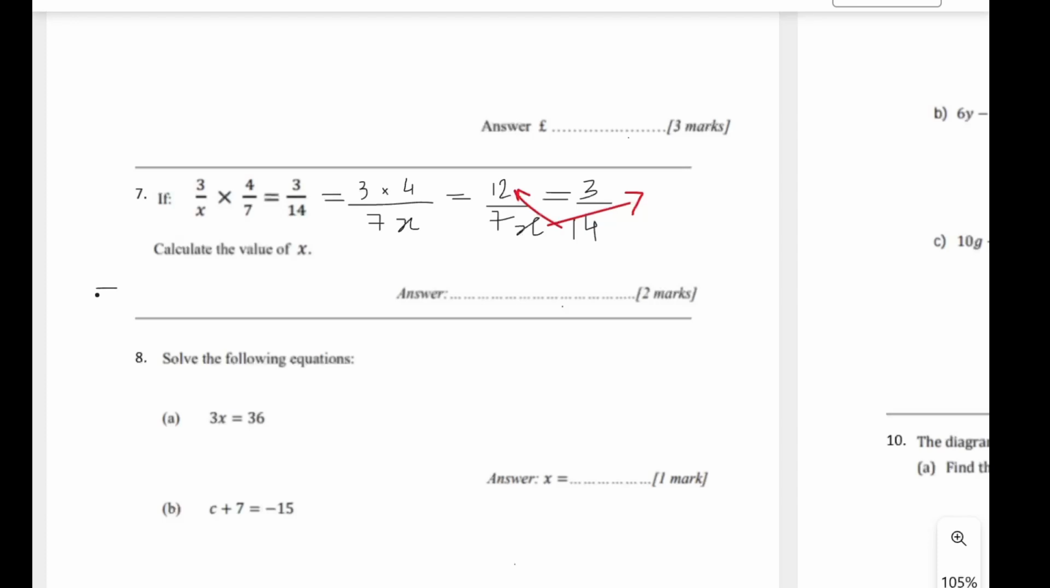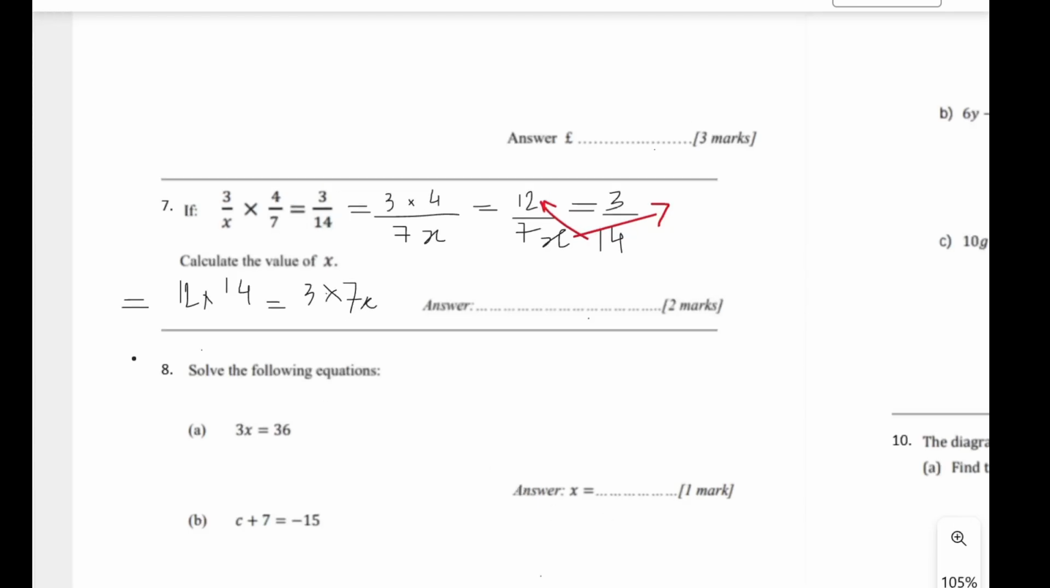12 times 14, that's there going over here, is equal to 3 times 7x. Once we have that, we know this is equal to 168, which is equal to 21x. And just so we have more space, I'll continue that here. Divide both sides by 21, we get 8 is equal to x. So we end up with 8 over here. Great.